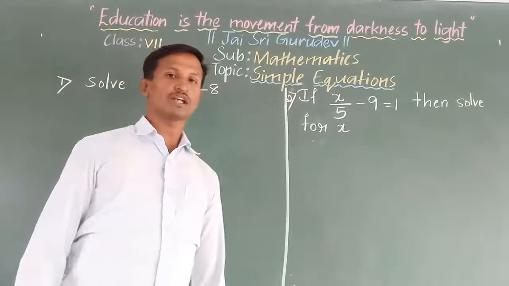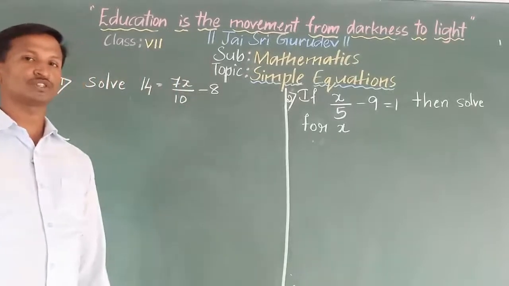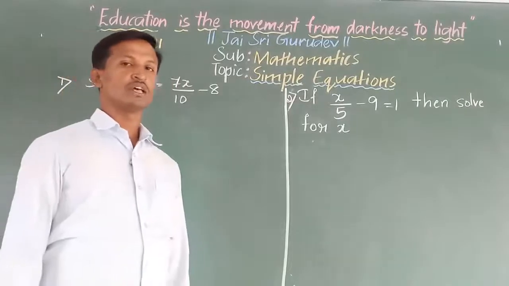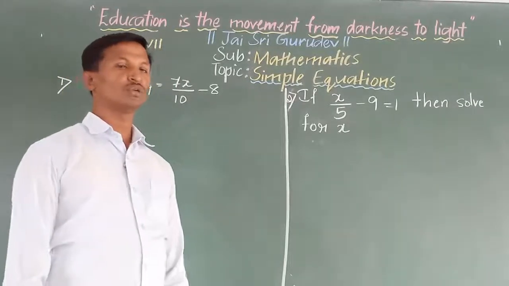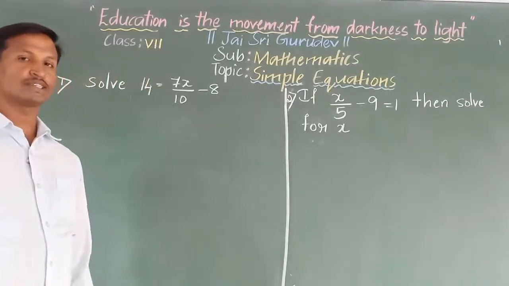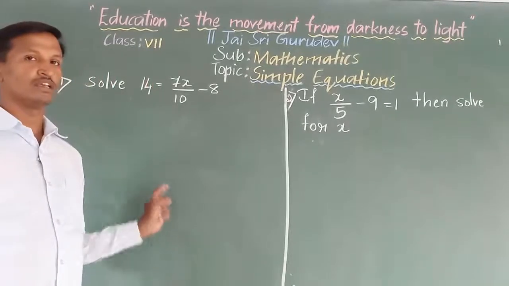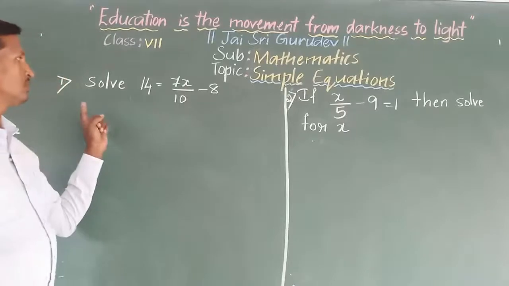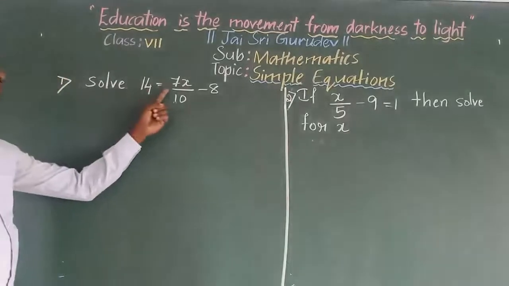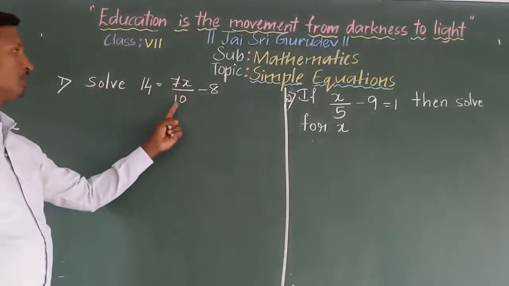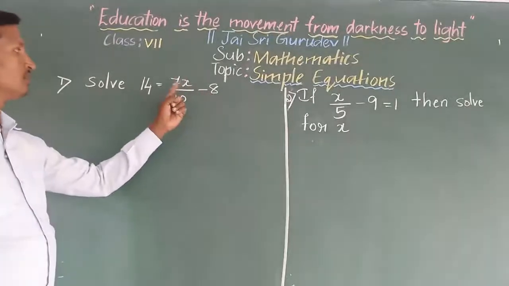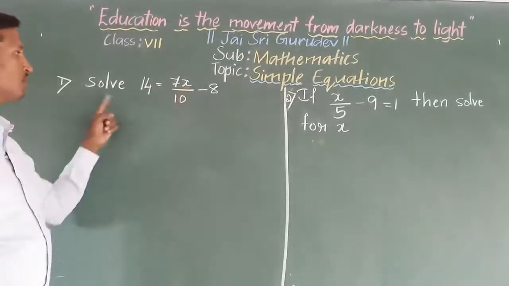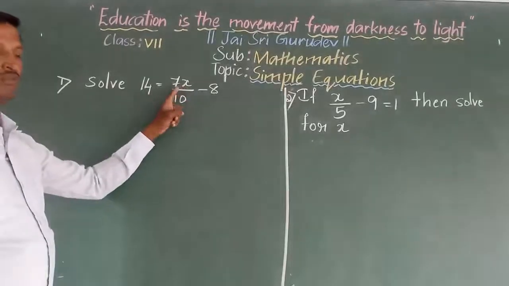In the previous class, we discussed the transposition method and solved some problems. In today's class, we are going to continue the same concept, the transposition method. Here, we are going to solve some problems. The first one is: solve 14 = 7x/10 - 8. Here we need to find the value of x. Let us solve and find the value of x.